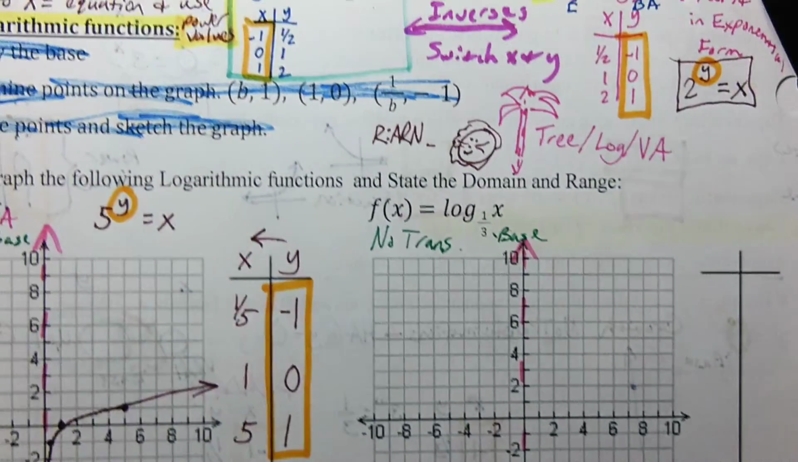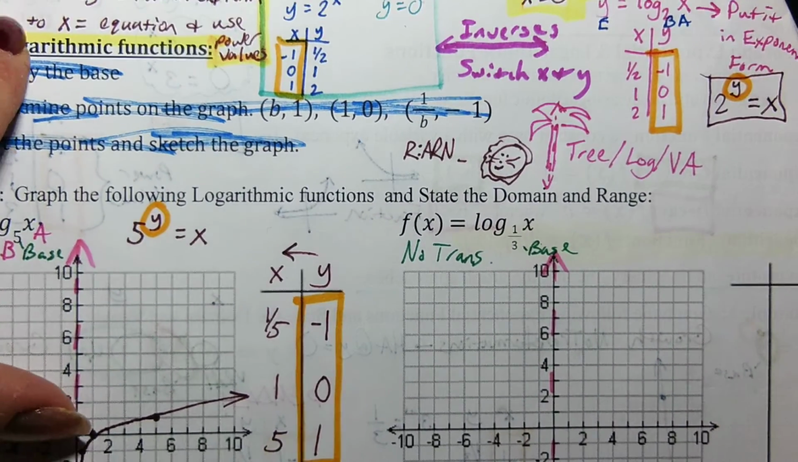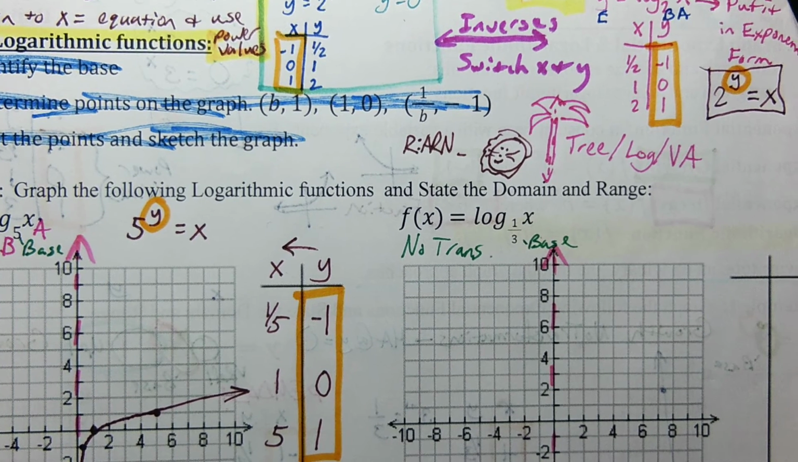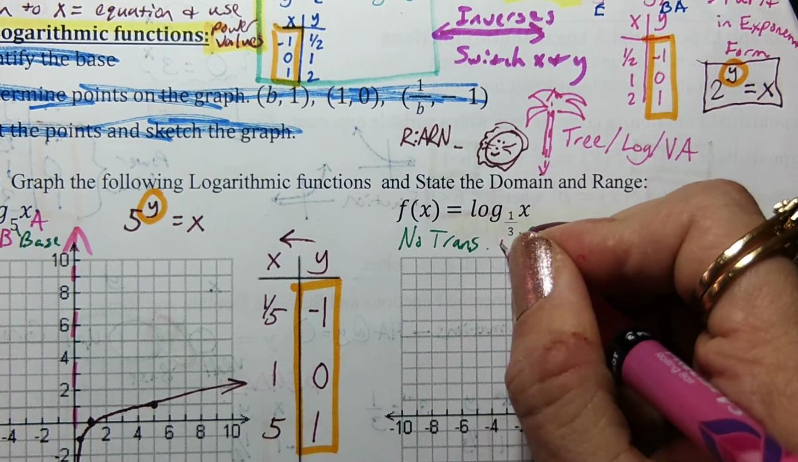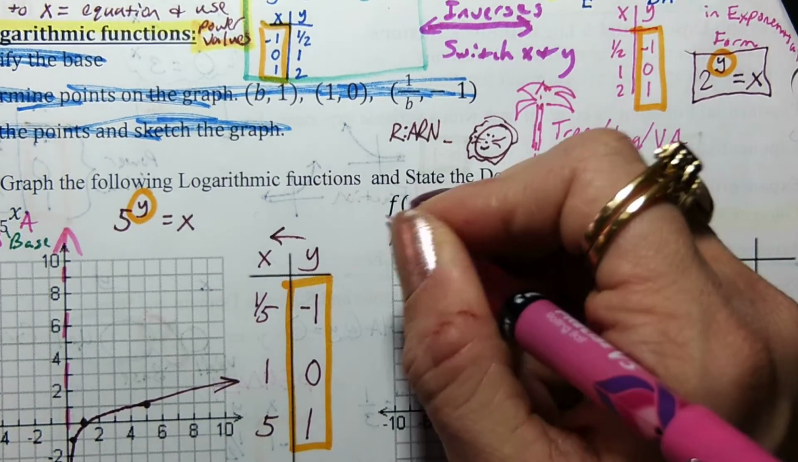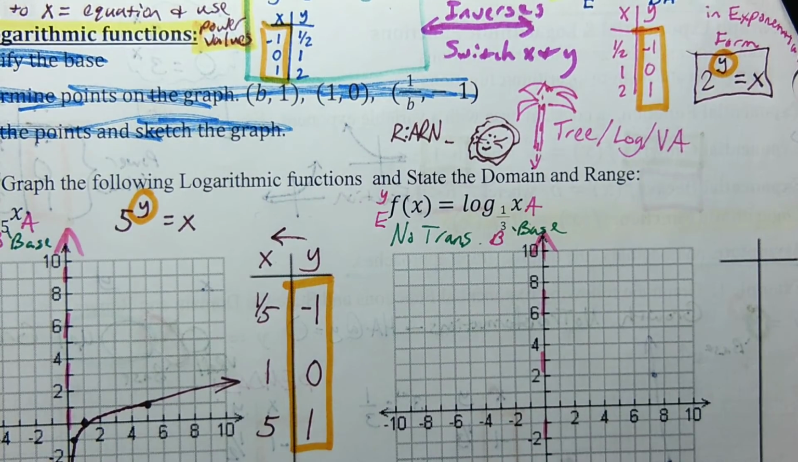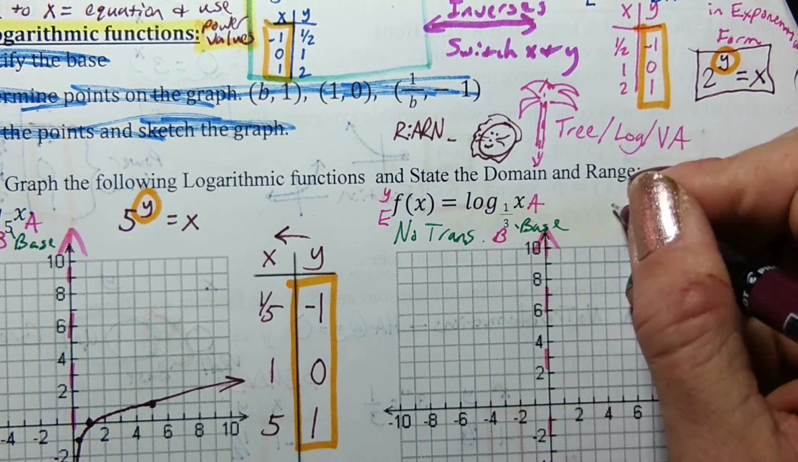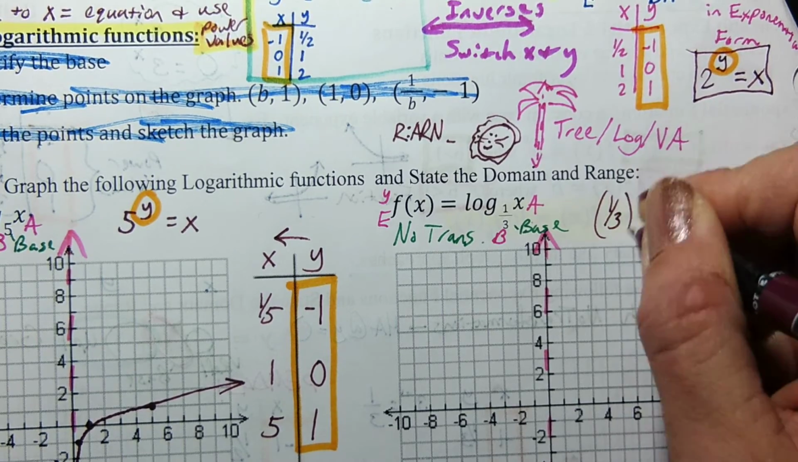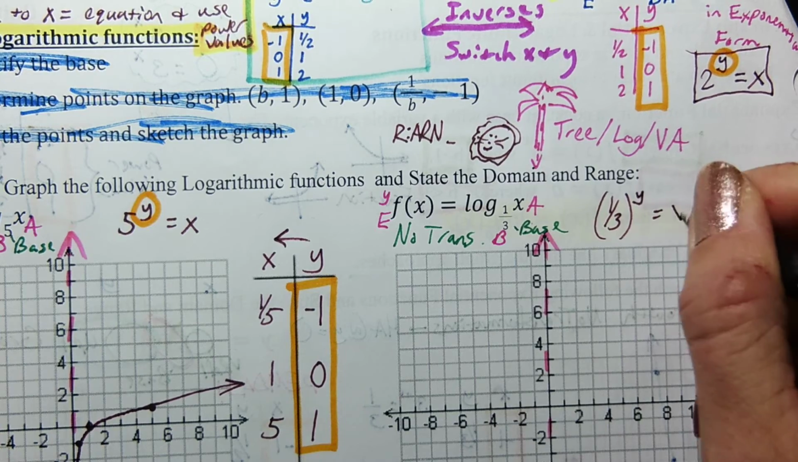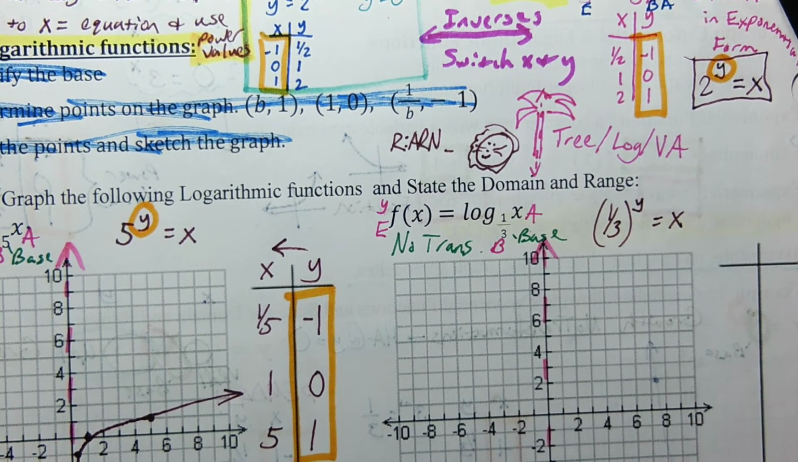Next, step 2, isolate the log. There's nothing more I can do to get that log all by itself, so we are ready to put it in exponential form. Log, big, animal, ears. And what are we going to use for the ears? Y instead of f of x. So my base is 1/3. My exponent is y. And my answer is x. So we've got an x equals equation.